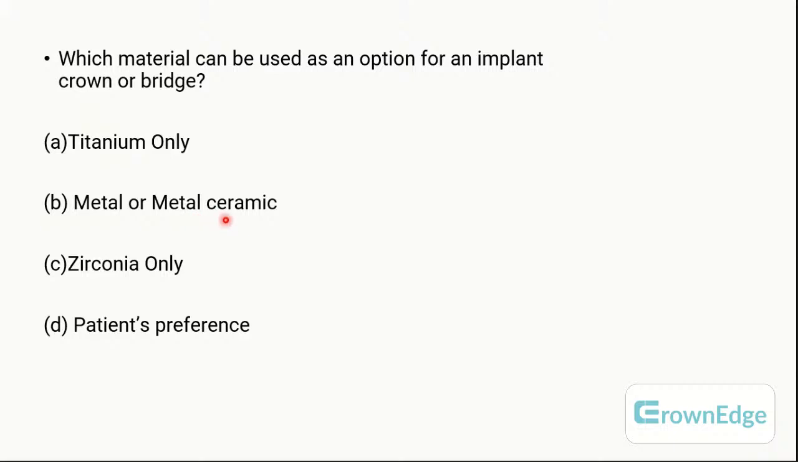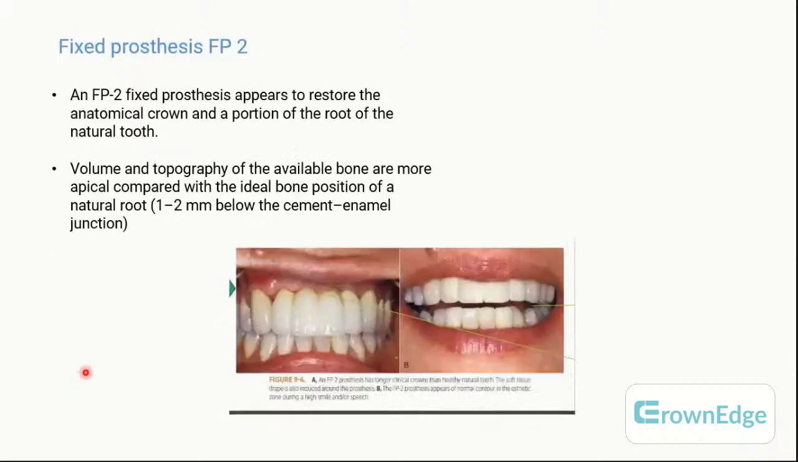If acrylic is there, acrylic is also a good material of choice, because it's not going to harm your opposing dentition. Patient's preference usually does not come into play in implant restoration. That's purely your choice. You can take patient's preference during tooth preparation, or with crowns and bridges with tooth support. This is with regard to the material of choice.